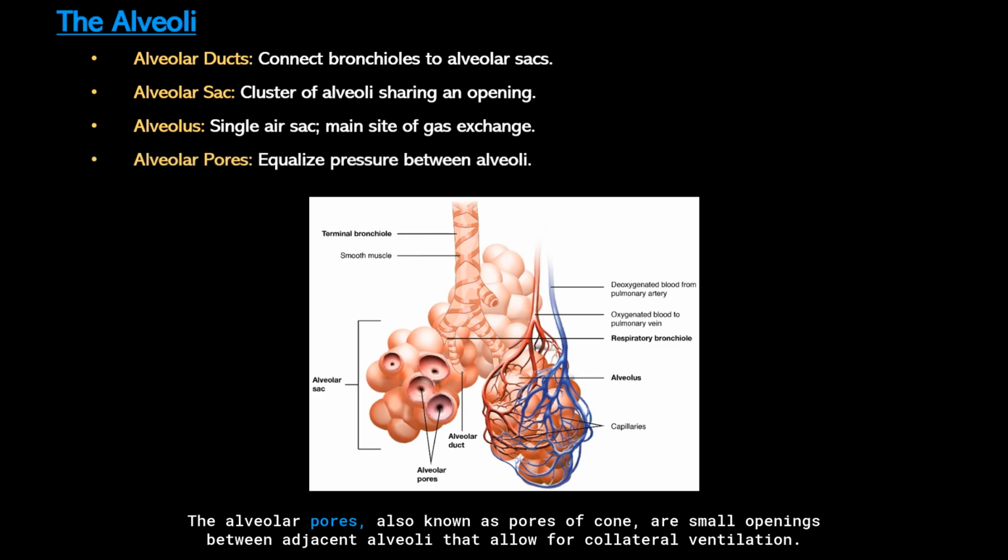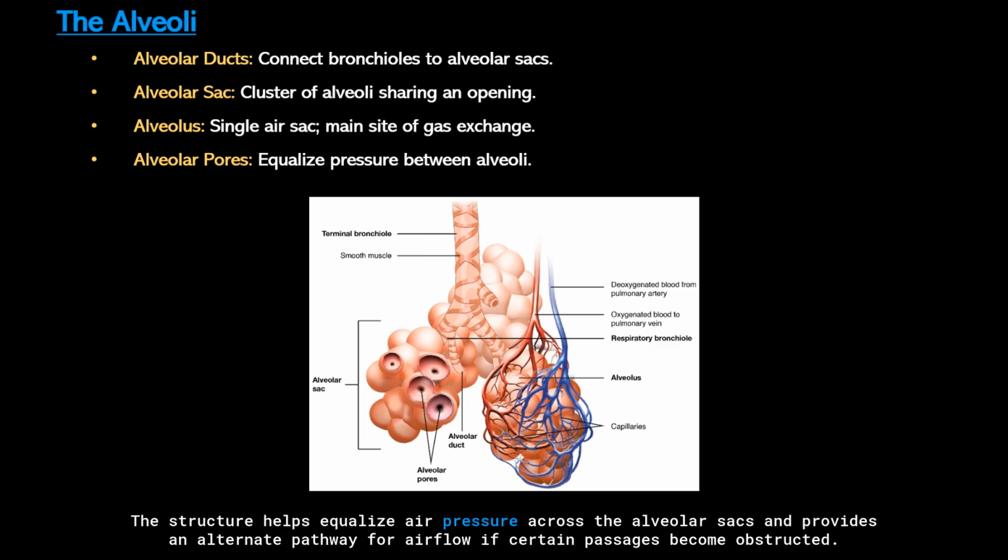The alveolar pores, also known as pores of Kohn, are small openings between adjacent alveoli that allow for collateral ventilation. The structure helps equalize air pressure across the alveolar sacs and provides an alternate pathway for airflow if certain passages become obstructed.